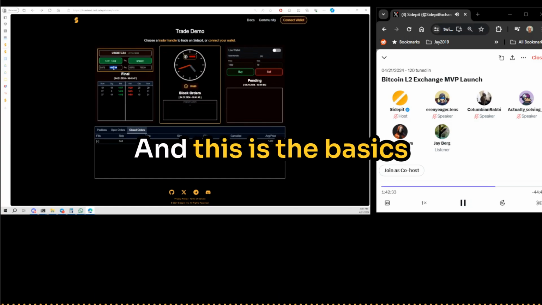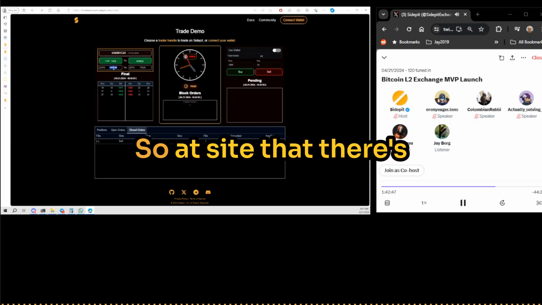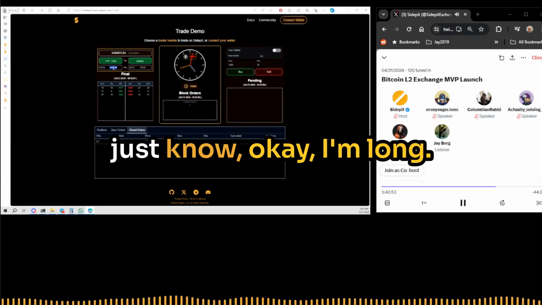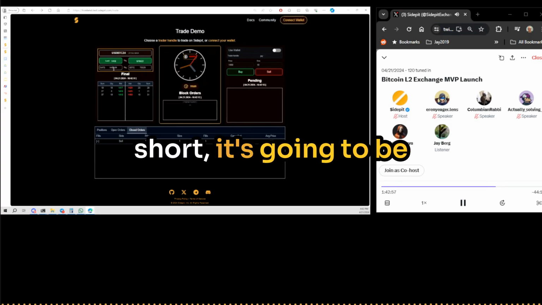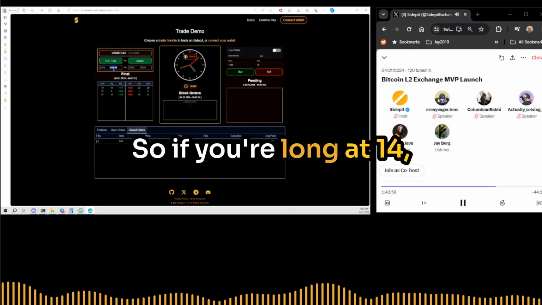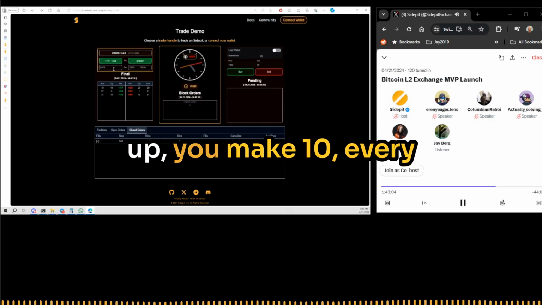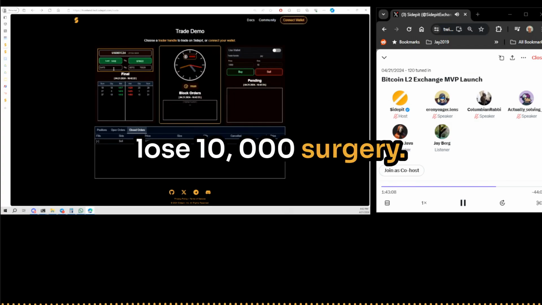And this is the basics of futures trading. So at SciPid, there's a little education, but once you're there, you just know, okay, I'm long. And so right now, if you want to get long or short, it's going to be a little hard. But okay, so if you're long at 1418, every tick it goes up, you make 10,000 Satoshi. Every tick it goes down, you lose 10,000 Satoshi.